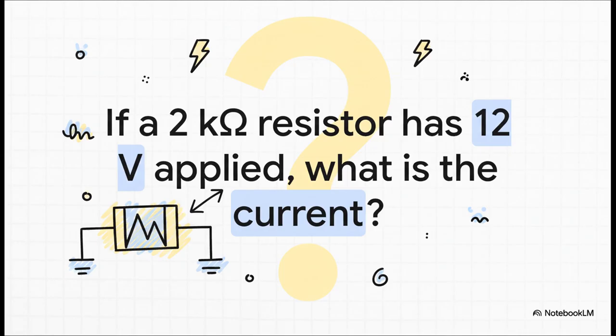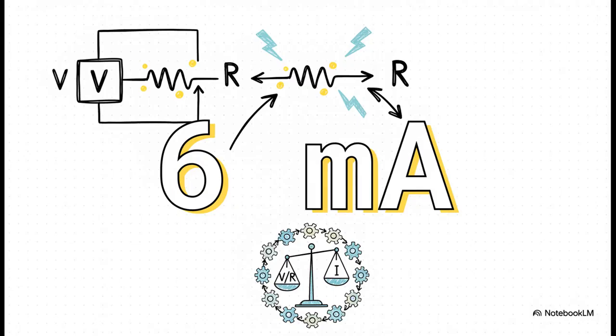Okay, let's put it to the test with a quick example. Let's say you've got a resistor, and its resistance is 2,000 ohms. Now, you apply a 12-volt battery across it. The question is, how much current is going to flow? Well, we can just rearrange Ohm's law a little bit. If V equals R times I, then I must equal V divided by R. So we take our 12 volts, divide by 2,000 ohms, and we get 0.006 amps. Or, to make it sound a bit cleaner, 6 milliamps. See? Perfectly predictable. No guesswork needed.